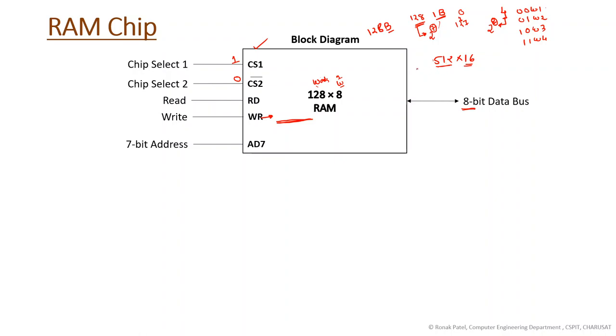So 512 is 2 raised to 9. How many address lines are required? 9. And what is the size of the data bus? 16.